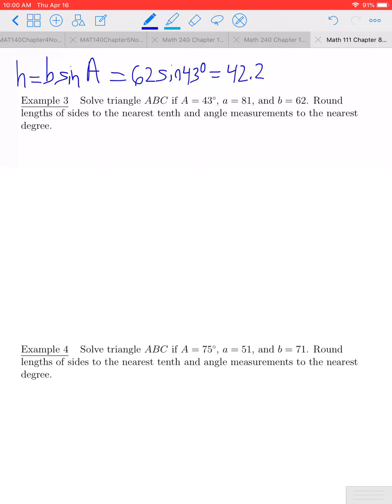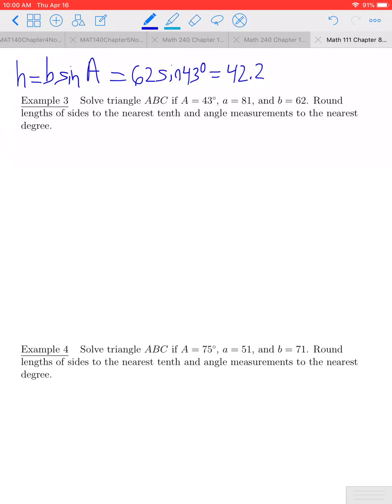Let's take a look at example 3 from section 8.1. We're asked to solve for triangle ABC if angle A is 43 degrees, a is equal to 81, and b is equal to 62. Round the lengths of the sides to the nearest tenth and angle measurements to the nearest degree.